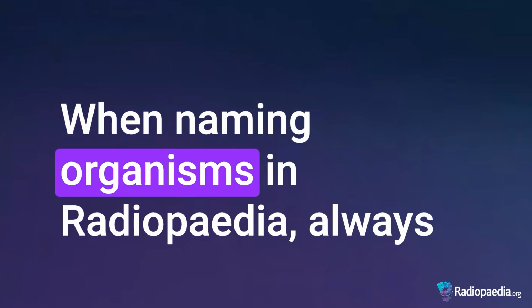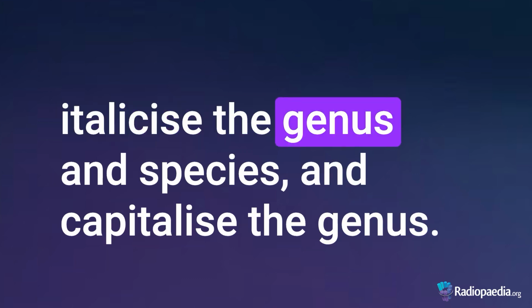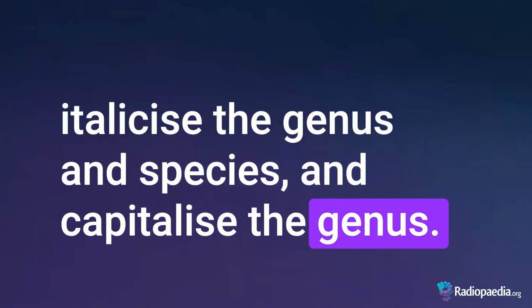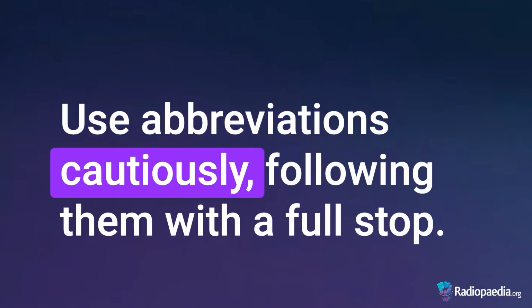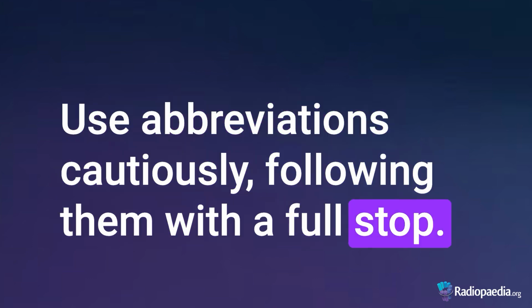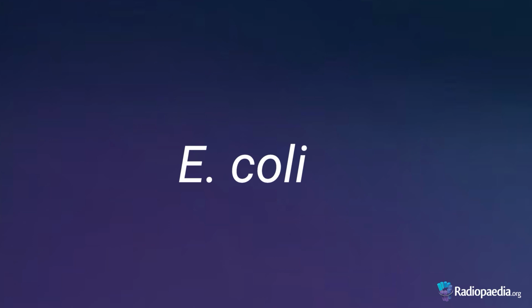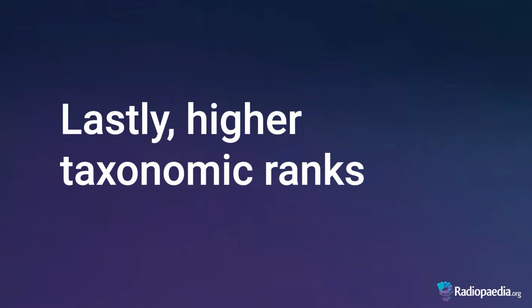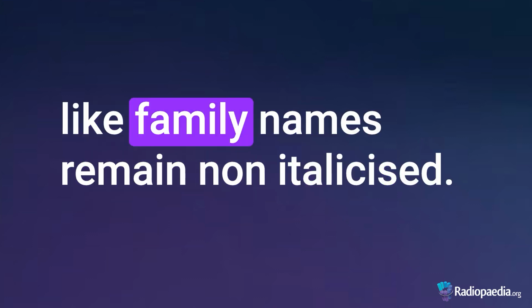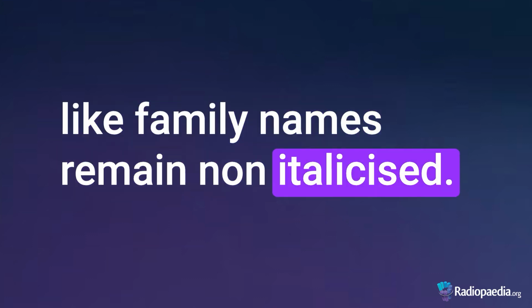When naming organisms in Radiopaedia, always italicize the genus and species, and capitalize the genus. For example, Escherichia coli. Use abbreviations cautiously, following them with a full stop. For example, if more than one species is being referred to, then spp. can be added. This should not be italicized. Lastly, higher taxonomic ranks like family names remain non-italicized.